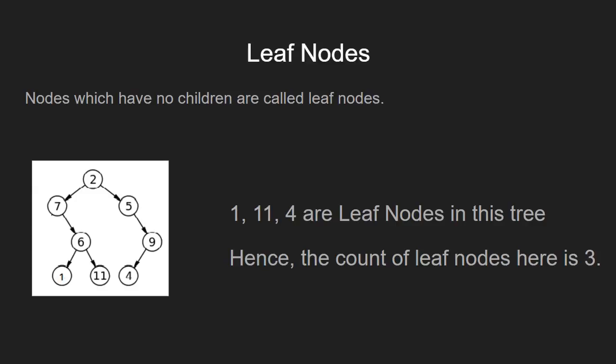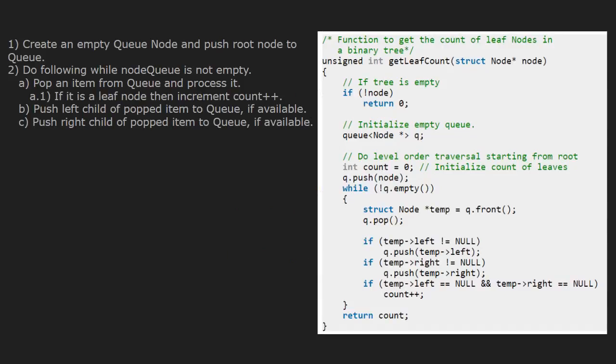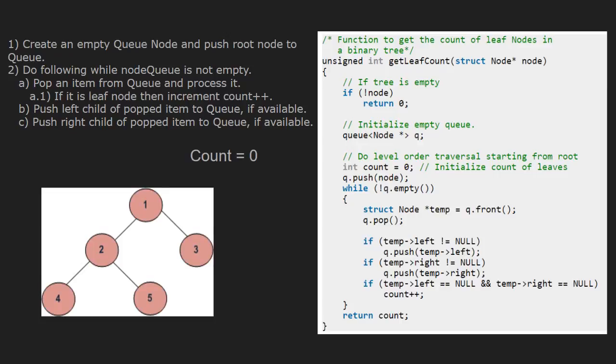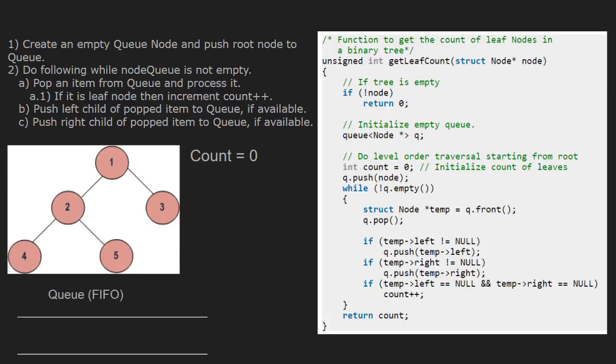Now, let us see the algorithm which will assist us in finding the number of such nodes. Note that we are using a queue data structure. Also, we need a count variable to store the number of leaf nodes. We initialize the count to 0. Let us also have a sample tree to test our algorithm. We begin with step 1 and push the root node, which in our case is 1, into the queue.